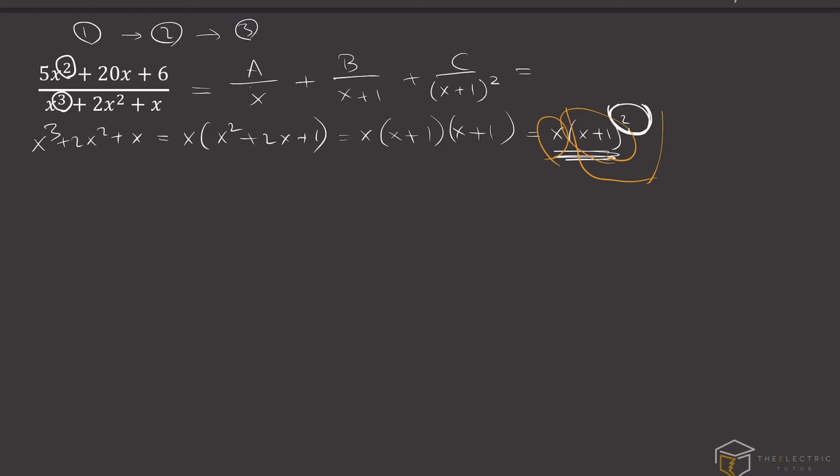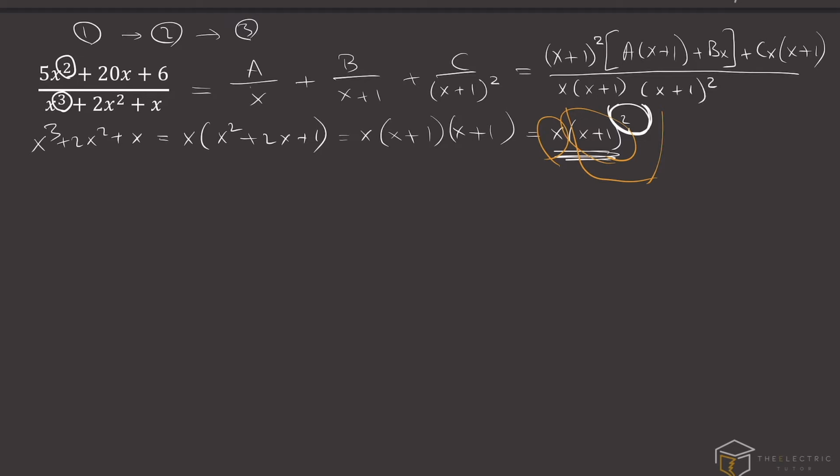which give me an x plus 1 squared, which I'm going to factor, times a times x plus 1 plus bx plus c times x plus 1. And then the denominator, which we already know is going to cancel, so we don't even have to write it down, but I'm going to write it just for the sake of showing you something interesting that's going to happen.